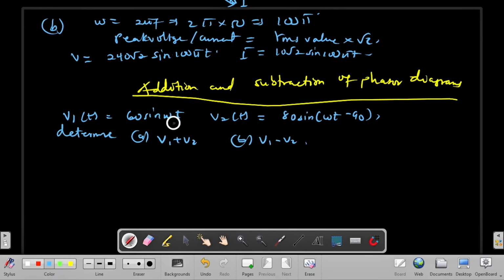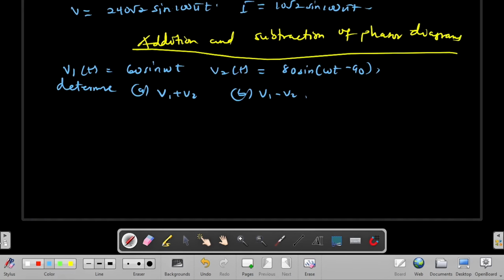For V1, you realize that it doesn't have any phase difference attached. So the phase difference is 0, and V1 simply attains a horizontal shape. Okay, take note of that. So we just use a horizontal shape for V1. V2 is 80 sine. So 80 is the peak voltage, but it is lagging V1 by 90 degrees. So it's a perfect 90 degrees. To come down, it's lagging. Now, this is V2.